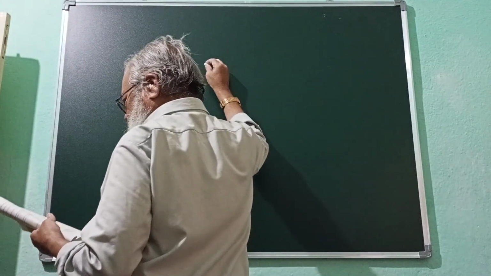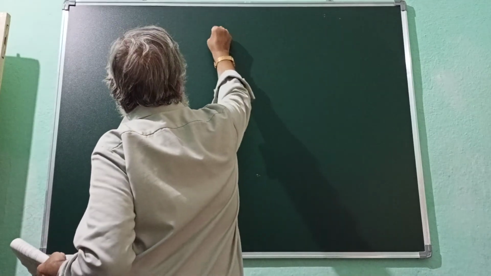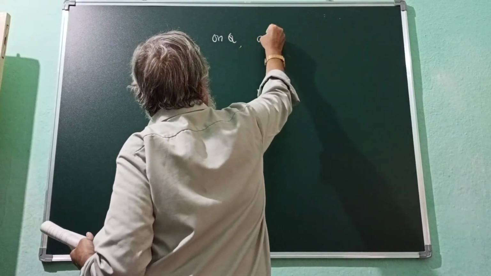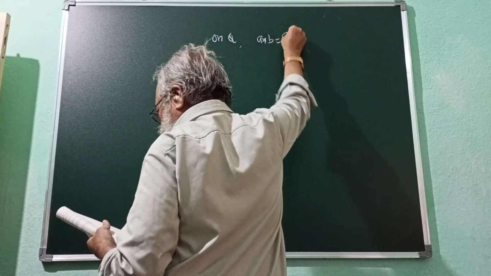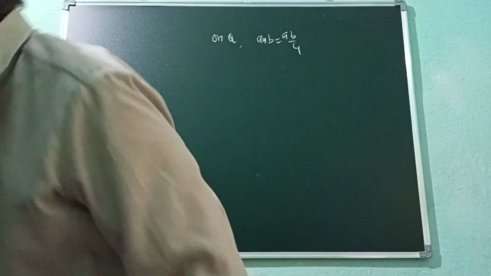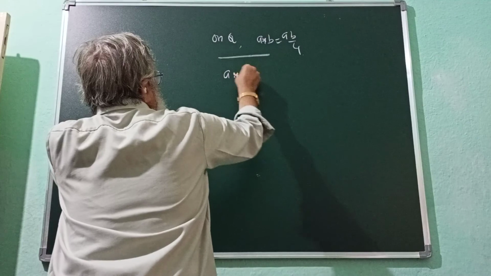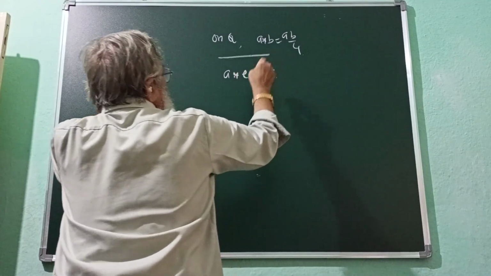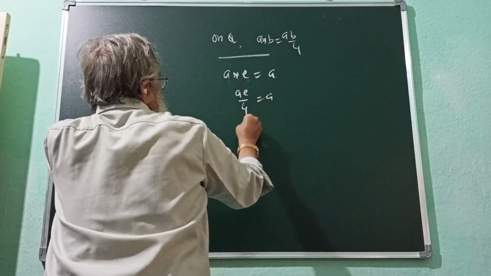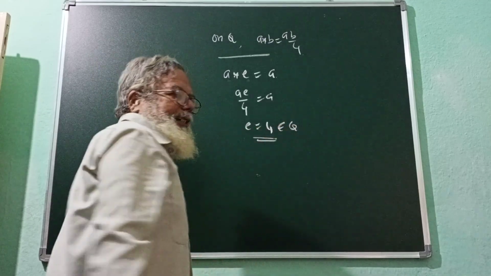Find the identity element on the set Q defined by A star B is equal to AB by 4. Here only the identity element is asked, so we apply the formula. If E is the identity element, A star E must be equal to A only. You operate these two: AE by 4 is equal to A, so E is equal to 4, which also belongs to Q, and is the identity element.